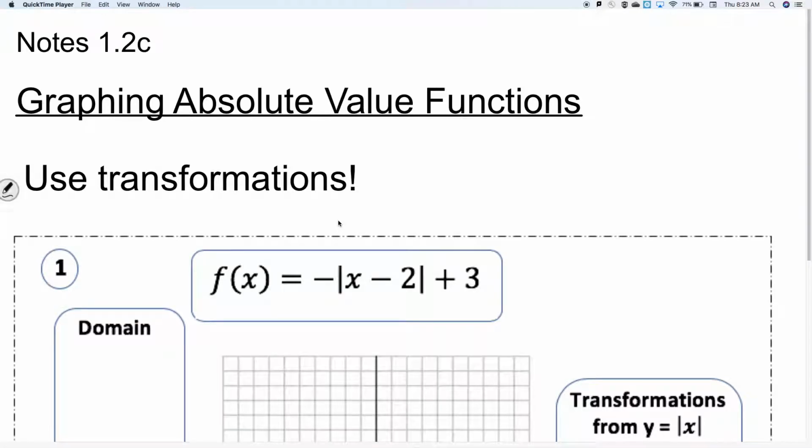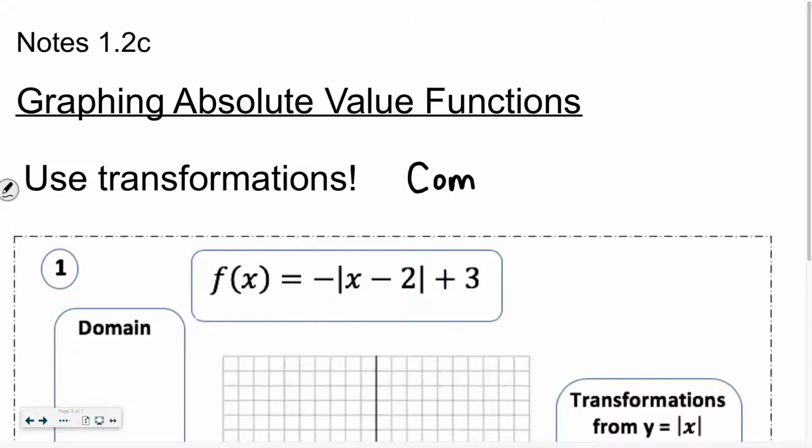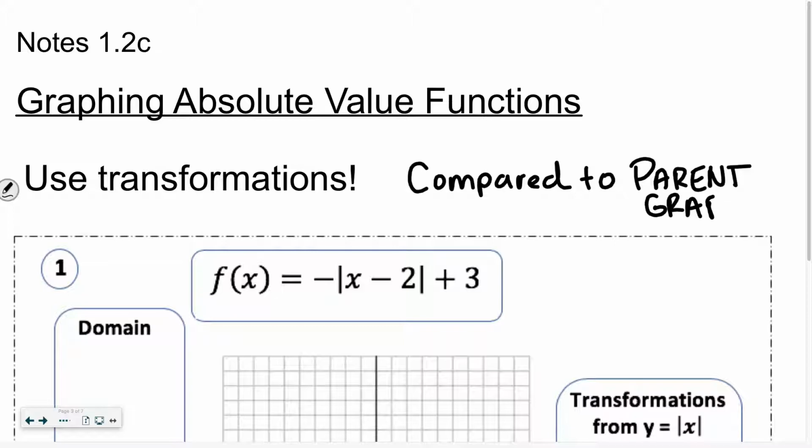Graph an absolute value function, we're going to be doing things compared to parent graphs. So remember, parent graphs are in notes 1.1 and 1.2.